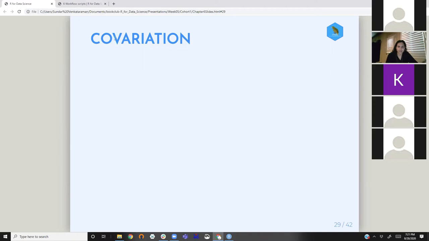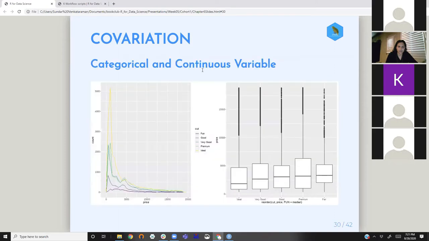Okay, so here we get into covariation, which I think is really more interesting, because here we actually look at how two variables can vary together, or how they can impact each other. So here we are again looking at one categorical and one continuous. Your price is your continuous, and here this is the cut, which is categorical.